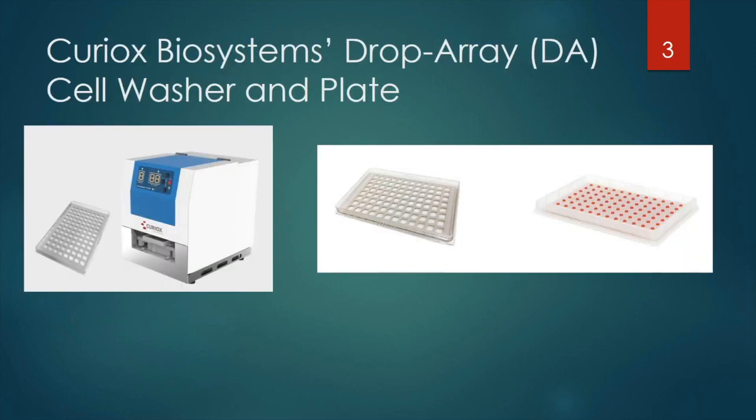So this is how a Curiox instrument, the DA array cell washer, and the plates look like. You could see the Curiox instrument here and the plate, and this is the plate with the 70 to 80 microliters of the cell suspension or the media. Initially, when I add my 70 to 80 microliters of my cells, it looks like this as a droplet.